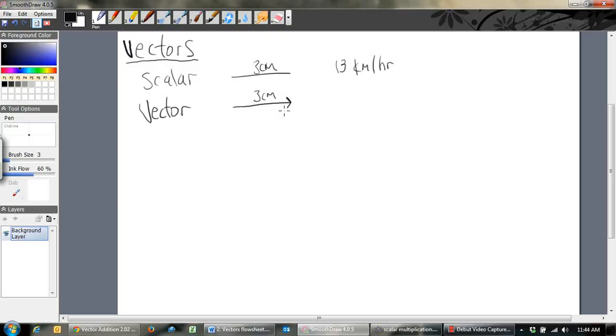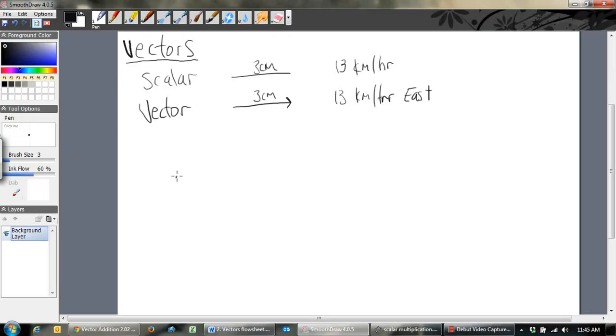A scalar only has magnitude, a vector also has direction, and so a vector in this case might be 13 kilometers per hour, maybe east. You're driving, and not only are you doing a magnitude of 13 kilometers per hour, but it's also got a direction, you're traveling in an east direction. So basically that's the difference between scalars and vectors. It's very important to notice this, because later on, if you get this mucked up, it'll screw you up.